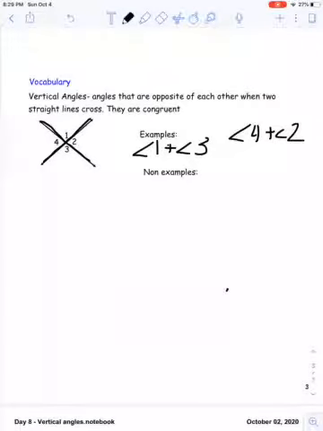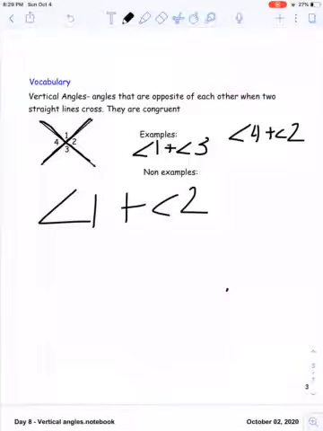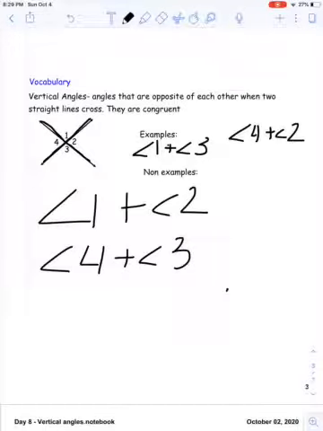And I say, okay, well, 3 and 1 are surrounded by the same exact lines on either side. So that's how I know they're vertical. A non-example would be like angle 1 and angle 2. Those are actually adjacent. They share a common vertex and a side, and they're next to each other. Angle 4 and angle 3, again, they are next to each other. They're not across from each other. And there's more for non-examples, but that's what a vertical angle is.